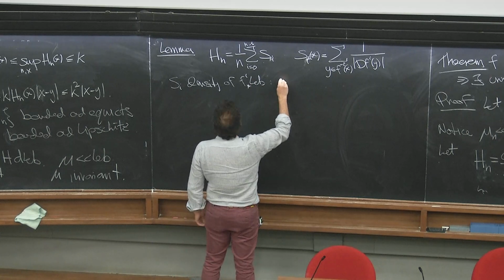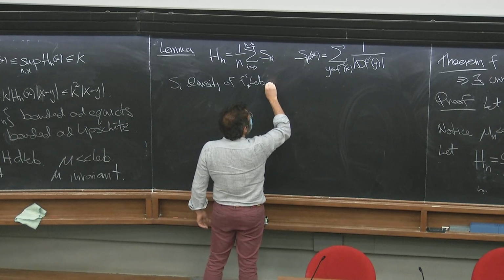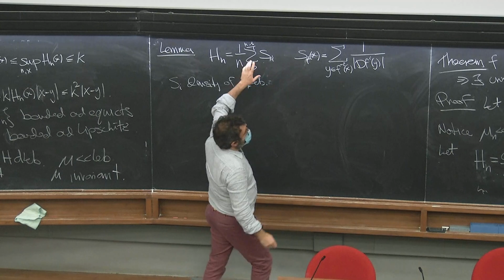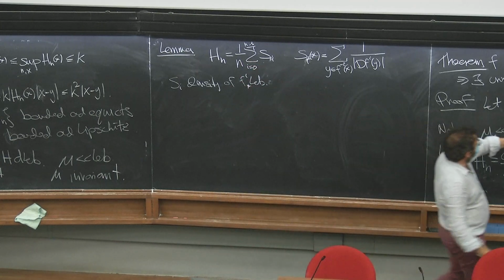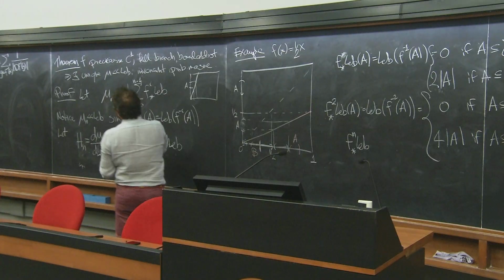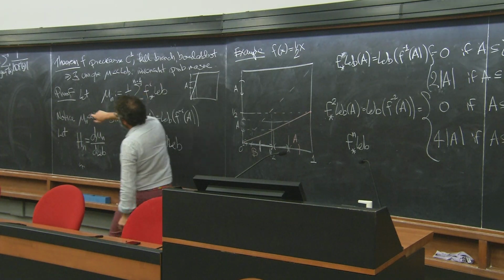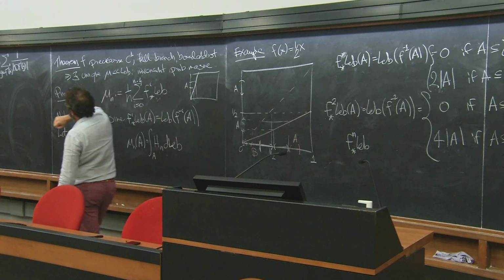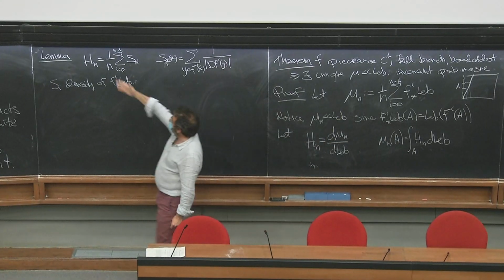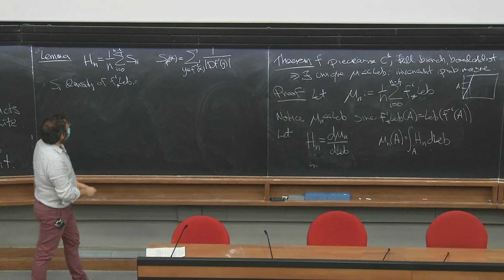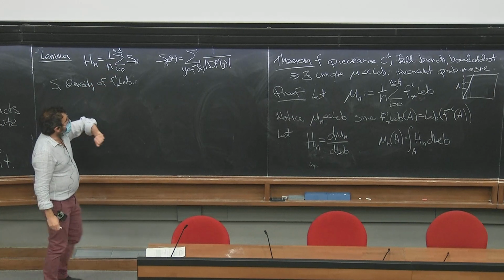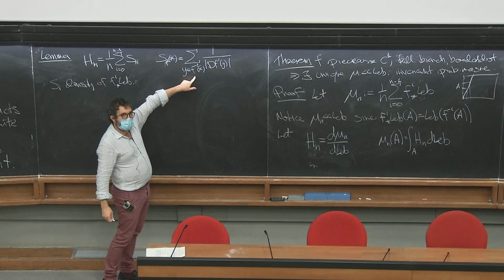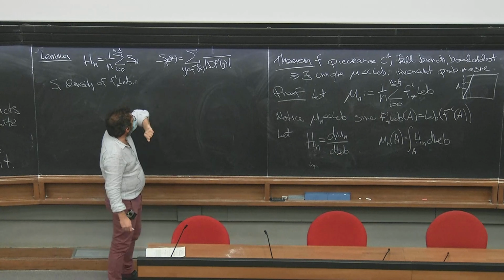So, okay. So this is just the sum. So this is really the main result: Si, the density of Fi star of Lebesgue, is given by this, okay? And then it follows almost immediately that Hn is given by this. But this is the key point. This is a non-trivial statement. This is what we need to show.